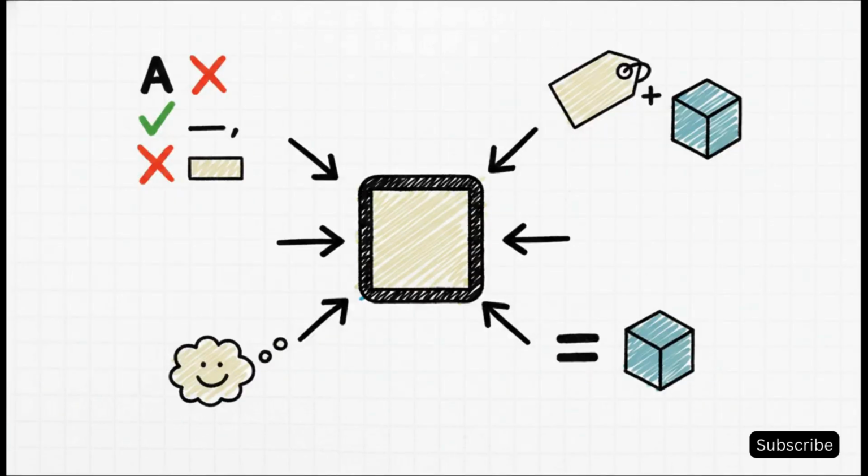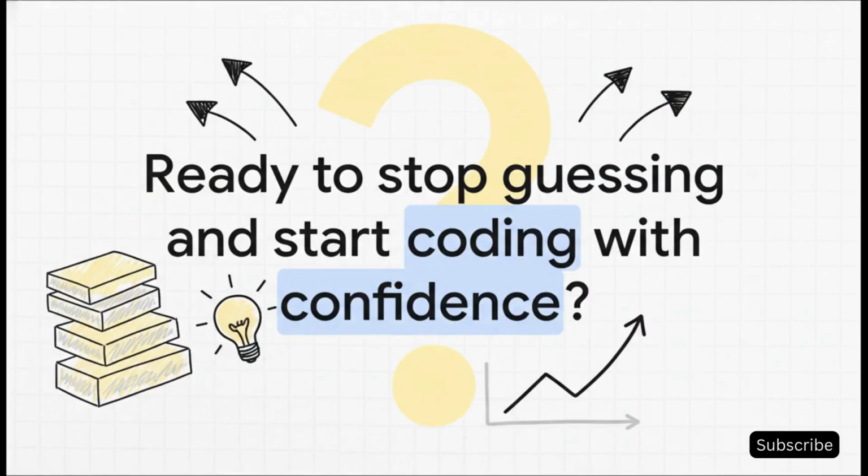Okay, let's do a super fast recap. What's a variable? It's a named box for a value. How do you put stuff in it? With the equal sign. What are the rules? No spaces, start with a letter or underscore, and always use meaningful names. That's it. That's the whole game. So now that we've broken it all down, are you ready to stop guessing and actually start coding with some real confidence?